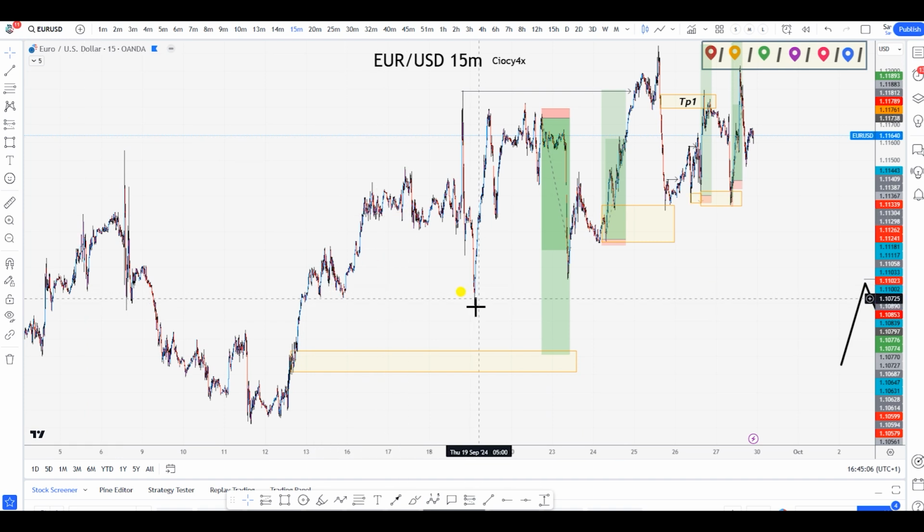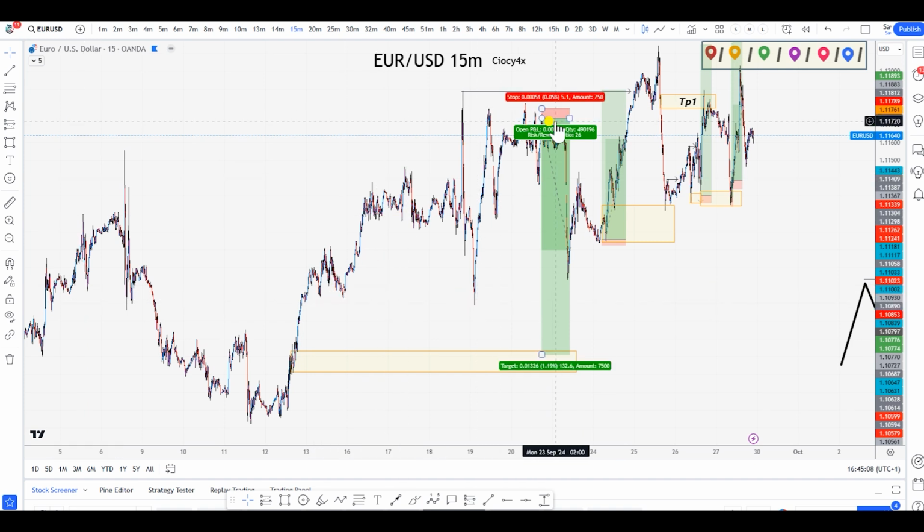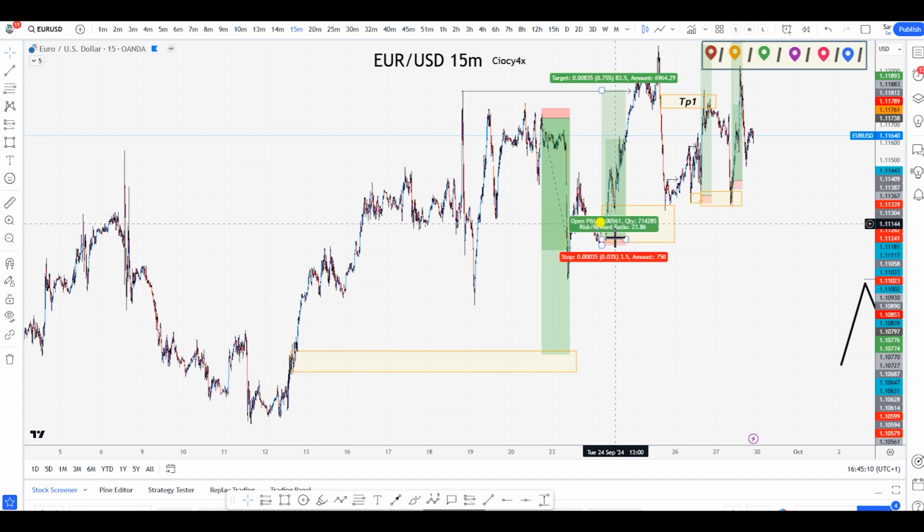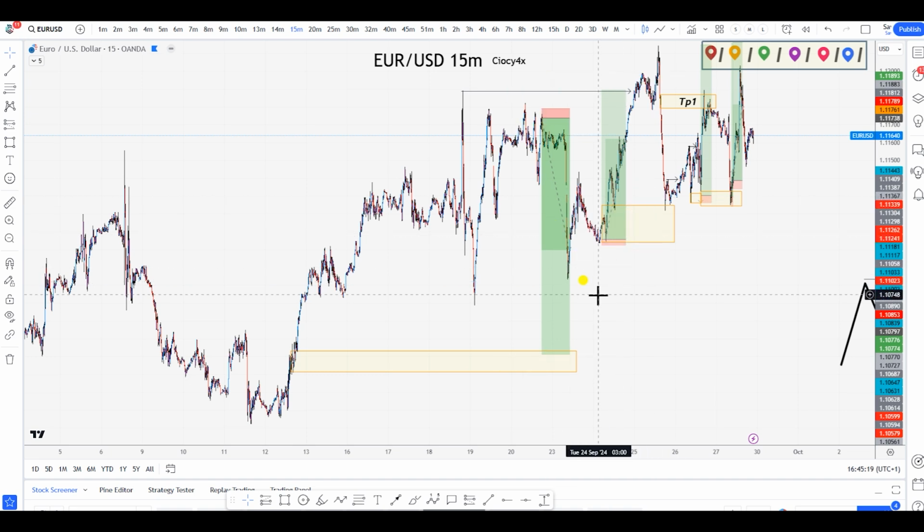It retraced to the extreme, and then there was a nice sell over here. However, this buy was a hedging position that I've taken according to certain confluences. So either way, this or that, one of the two I knew would have played out. Why? Because I'm playing with the intention of the market, with the direction of the market.